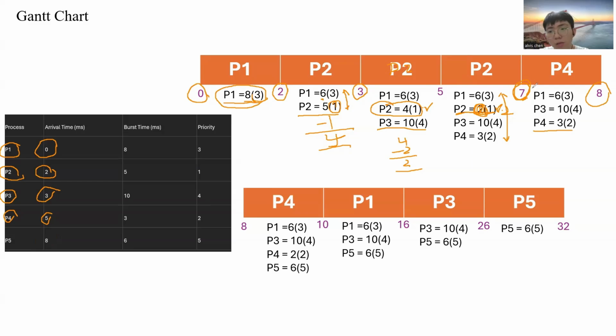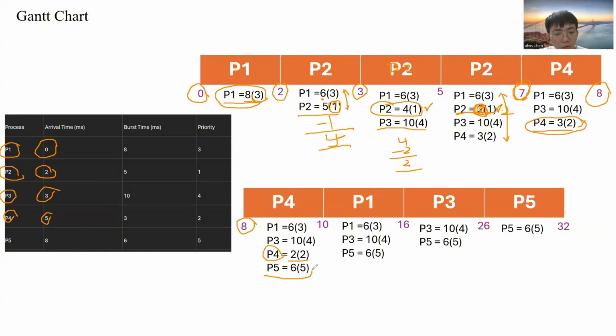Okay, now 7 until 8, because the next arrival time is 8, right? So we write down the burst time and we minus. The next one is P4. The lowest priority is 2, right? So we minus this one. So 7 until 8 is 3 to 2. And then the next one, the 8 will become the 2. The burst time is 2 and the priority is 2 for the P4.